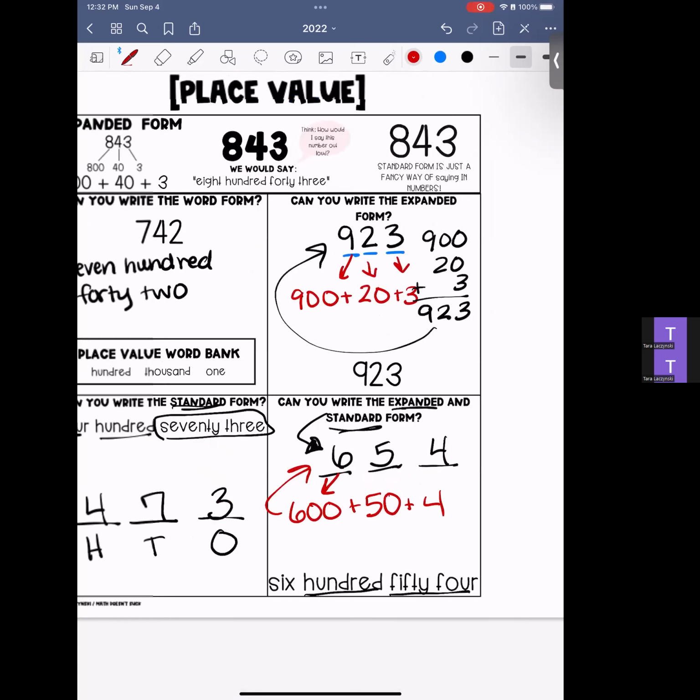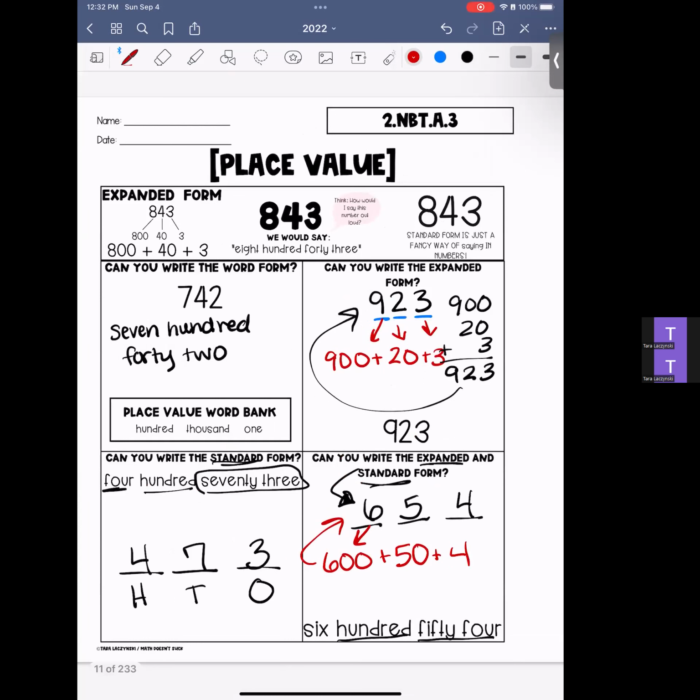So this is your first homework sheet. There were 4 questions. We were writing them in word form, expanded form, and standard form. If you have any questions on this, please reach out. You can send me a message, or you can also ask at the start of our class.